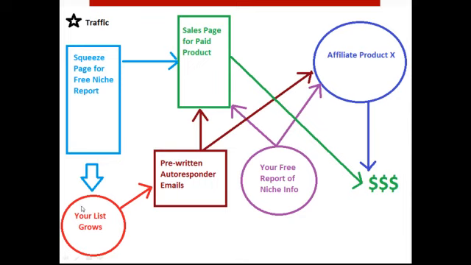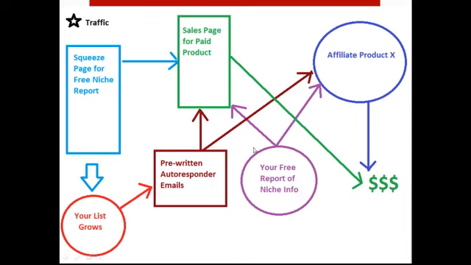So as people downloaded and opted into your list to get that free niche report, the free niche report also has methods of monetization as well. In that free niche report, you can include links to the sales page for the paid product. You can just say, here, check this quick link out in the middle of the report, and as they click on that link in the ebook, they're taken to the sales page for the paid product.